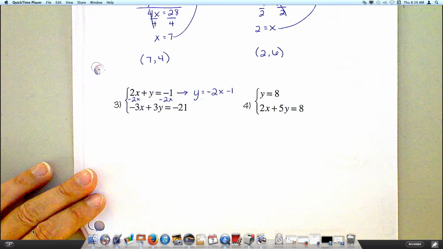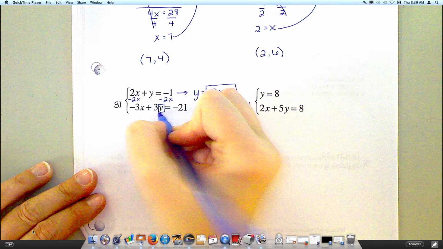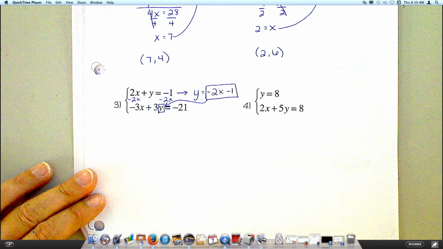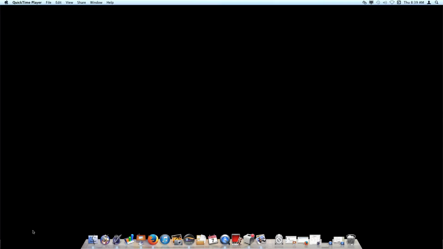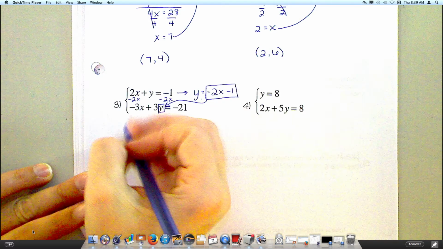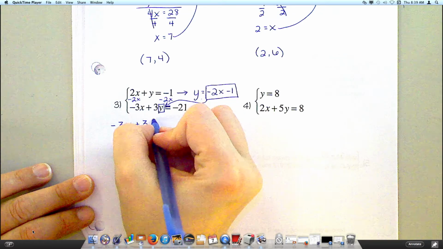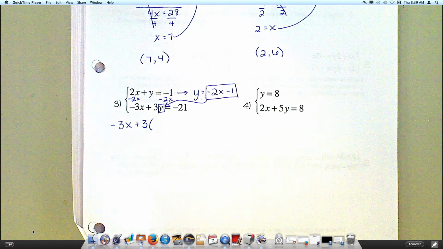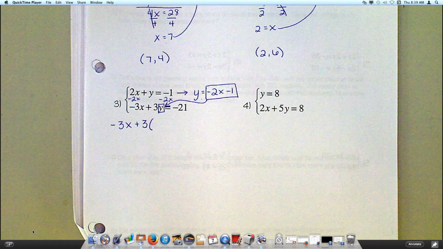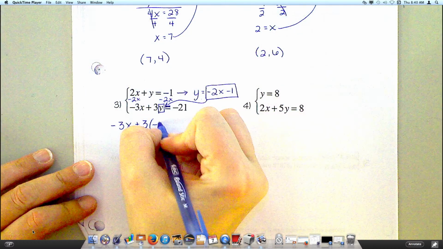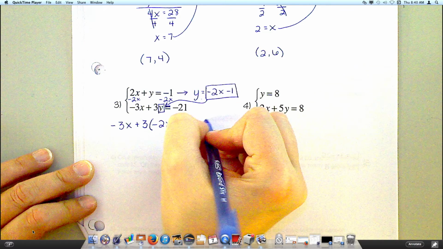Okay, this is what it would say. Now I can take that negative 2x minus 1 and put it in place of y down here. Okay, so everything else in this equation is going to stay exactly the same except that y value. That y is going to turn into that. So here's what that would look like. Negative 3x plus 3, and then in parentheses, anytime you're putting more than like one term in place of the value, I would make sure to put it in parentheses. In fact, it wouldn't hurt if you just always did parentheses. So this would be negative 2x minus 1, and then I'm going to pick up here and write equals negative 21. Okay.